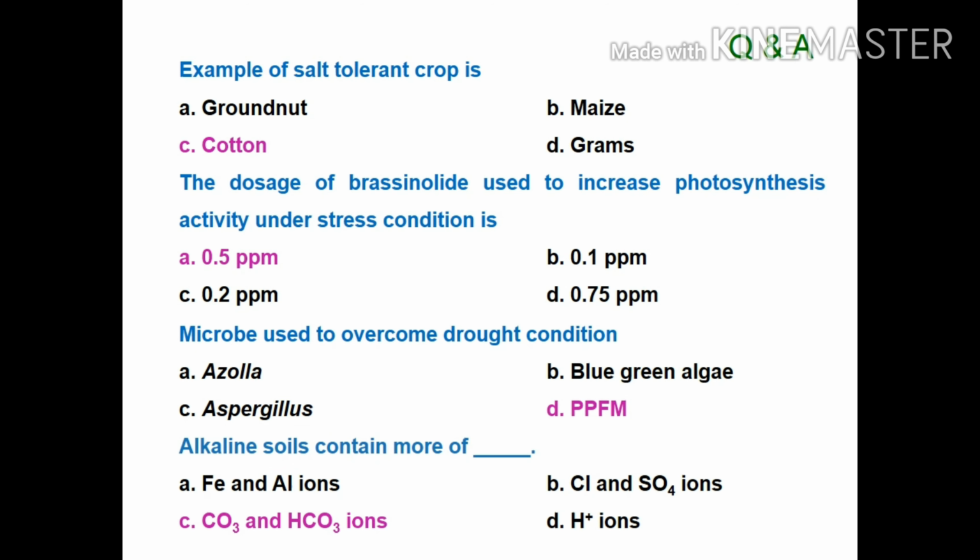The final part is the question and answer. The example of a salt tolerant crop is cotton, that is the best answer. The dosage of brassinolide used to increase photosynthesis activity under stress condition is 0.5 ppm. The microbe used to overcome drought condition is PPFM. That is the correct answer. Alkaline soils contain more of carbonate and bicarbonate ions.